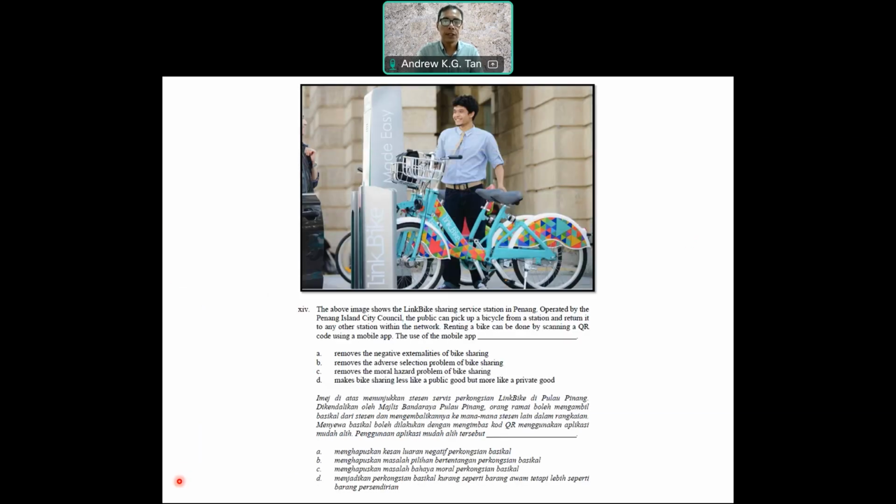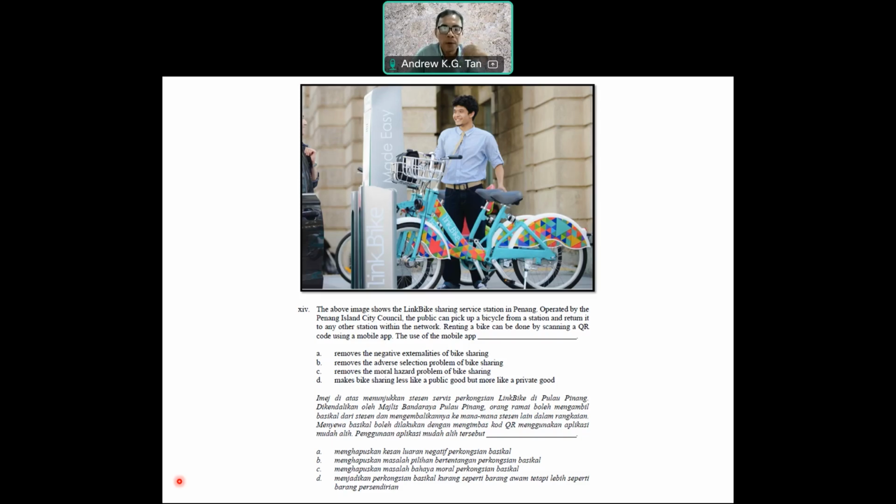The last question shows you an image. The image above shows the Link Bike Sharing Service Station in Penang, operated by the Penang Island City Council. The public can pick up a bicycle from a station and return it to any other station within the network. Here, renting a bike can be done by scanning a QR code using a mobile app. What is the use of the mobile app?